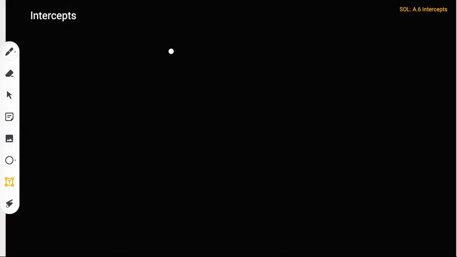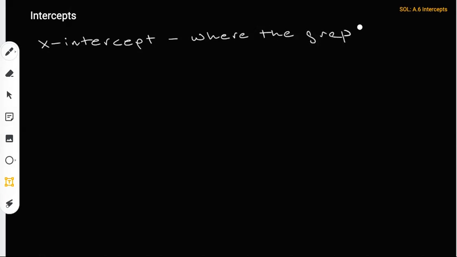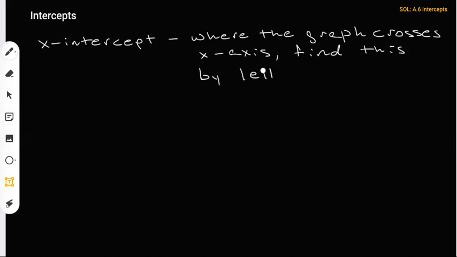Today, I wanted to do the intercepts classwork. So often when you graph lines, you want to know what the x-intercept and the y-intercept is going to be. So the x-intercept is the point where the graph crosses the x-axis. So I'm going to write where the graph crosses the x-axis. And we're going to find this by letting y equal 0.